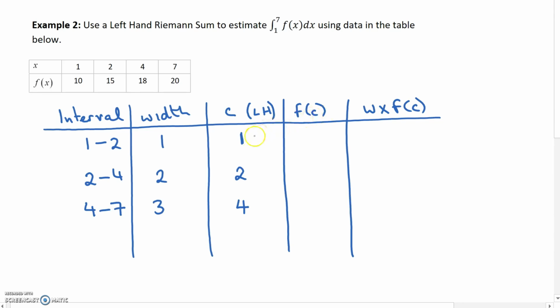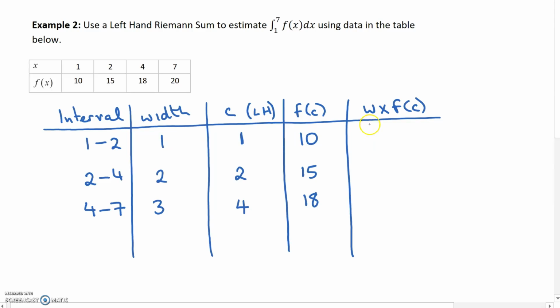F of c means you look up each of these x values in the table. So if you look up 1 in the table, when x is 1, f of x is 10. When x is 2, f of x is 15. And when x is 4, f of x is 18. Now you might note that we're not going to use the 7, 20 combination here at all. We're just not using it. We'll use it later when we do right-hand Riemann sums, but not at the moment.